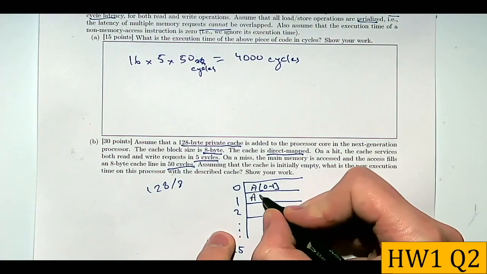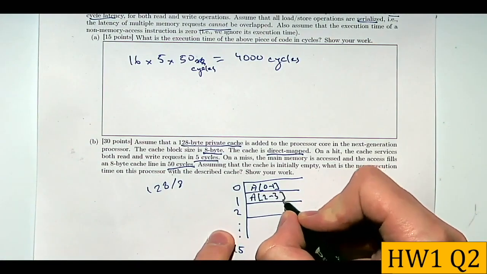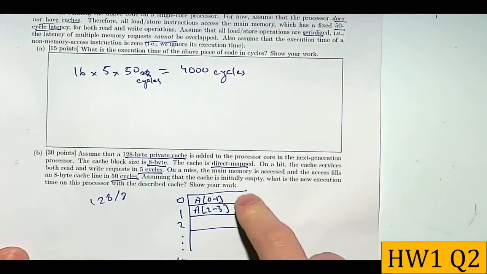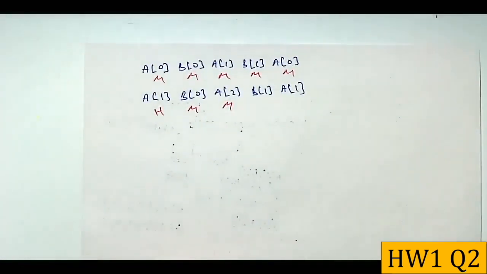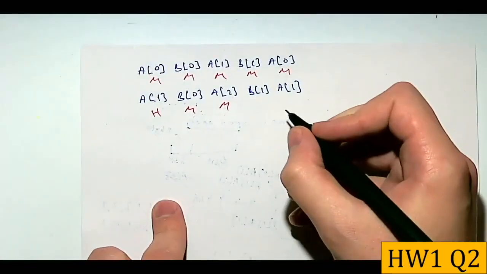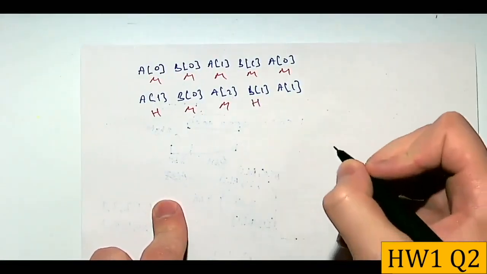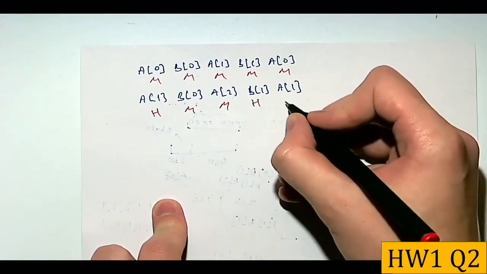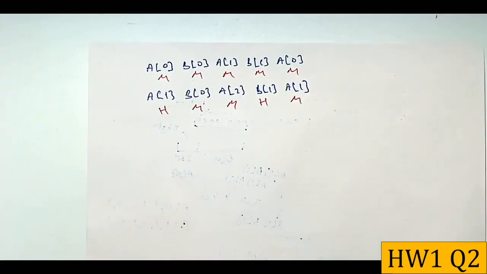So A2 will be placed here together with A3. So B0 will remain in the first cache line. So we'll have a hit here. And then since A1 is not in the first cache line, we'll get a miss. Okay.